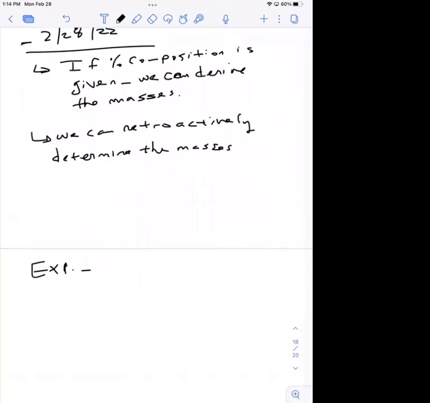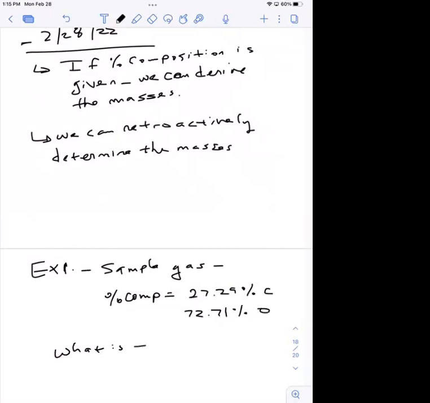Right, so let's take this first example. For this, we've got a sample gas. And this gas has a percent composition of 27.29% carbon and 72.71% oxygen. Right? And the question is, what is the empirical formula? So we can figure that out.